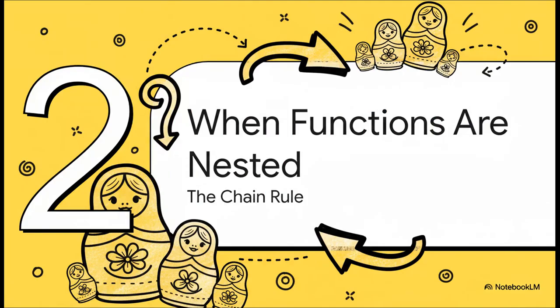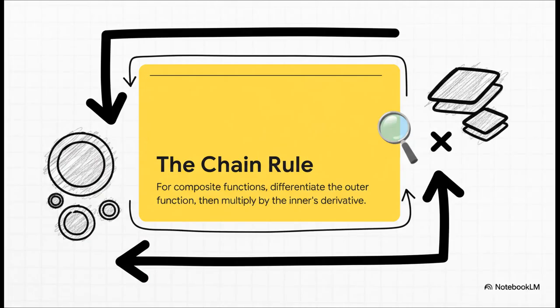All right, on to our next scenario. What if the functions aren't just sitting side by side? What if they're actually inside one another? Kind of like a set of Russian nesting dolls. This is where the chain rule jumps in. You've got an outer function and an inner one. The rule is actually pretty simple. You deal with the outside first, leaving the inside alone, and then you multiply by the derivative of what's on the inside. It's all about working your way from the outside in.